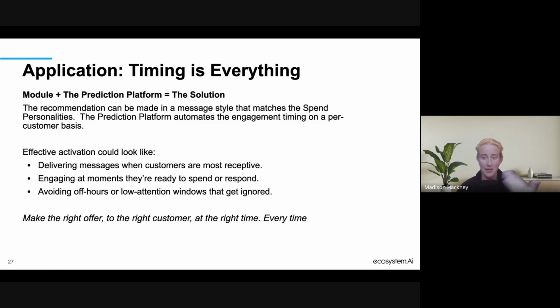The recommendation can be made in a message style that matches the spend personality, can also be made with an incentive. But that's only half the battle, because making the right offer at the right time is also important. If your customer never sees the message or they see it at a time that is inconvenient, it's wasted effort and budget. With a prediction platform, it automates the engagement timing of these messages on a per customer basis. The system can learn, if we're talking specifically digital interfaces such as an app, it can learn when a customer logs on and how they engage or interact using something known as interaction science with that digital interface.